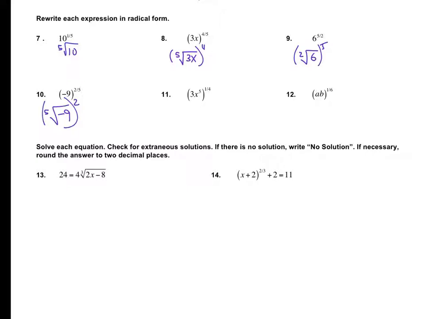Number 11, 3x to the 5th goes underneath the radical. Our root is 4. And the last one, ab, with a root of 6. So 6th root of AB.